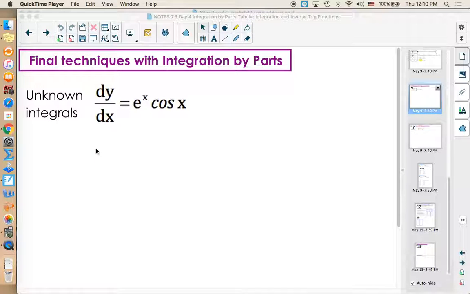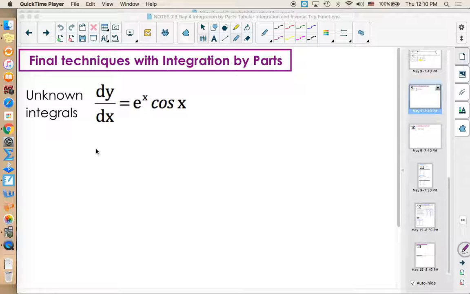This is the last two examples on the 7-3 Day 4 notes. The final two techniques for integration by parts are things that can happen that you might want to consider. So yesterday, when you last were doing things, we ran into a time when we could keep going and going and going with certain terms and having them show up needing tabular integration.